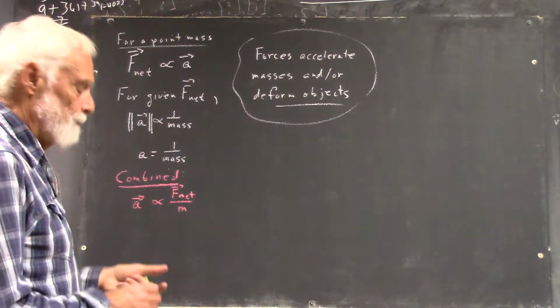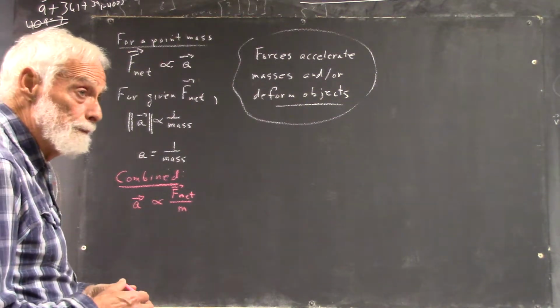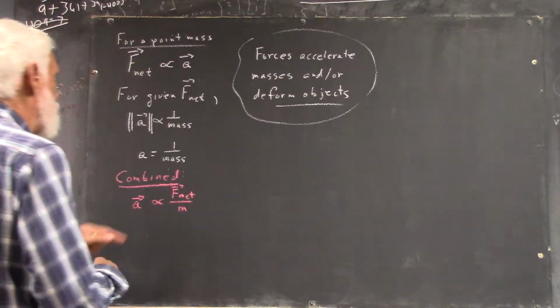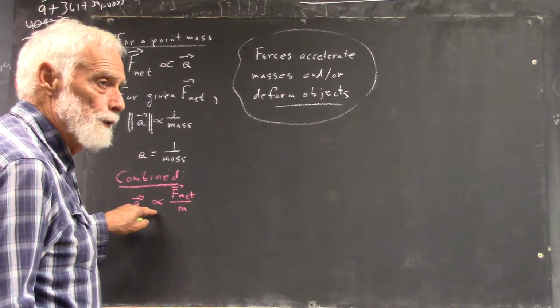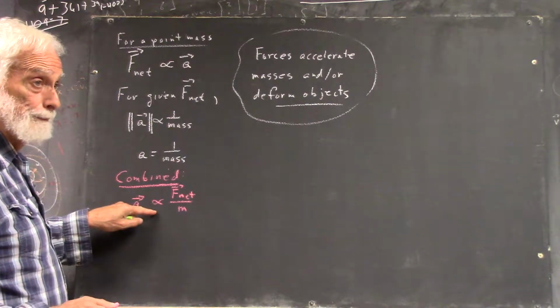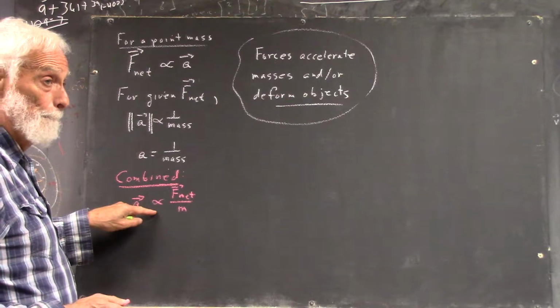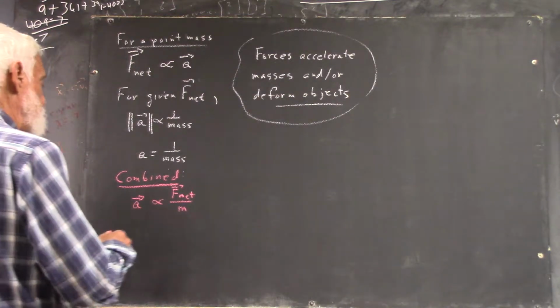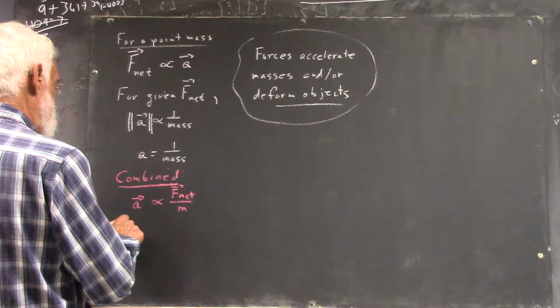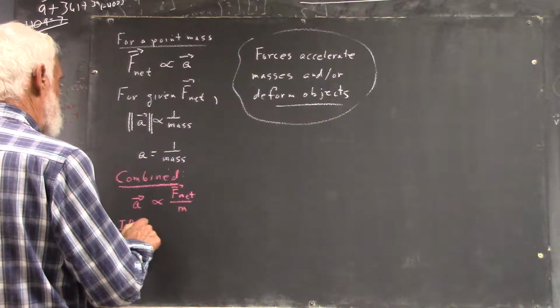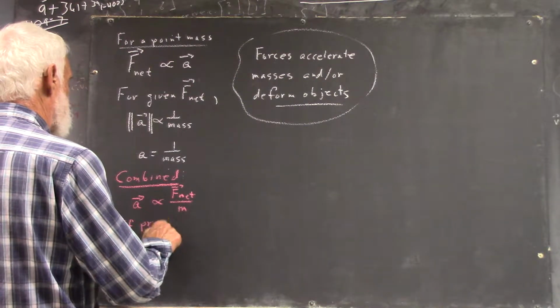Okay, so anyhow, you draw this conclusion. Now, what's it mean to be proportional to? It means it's a constant multiple of. Okay? And that constant multiple is the proportionality constant.